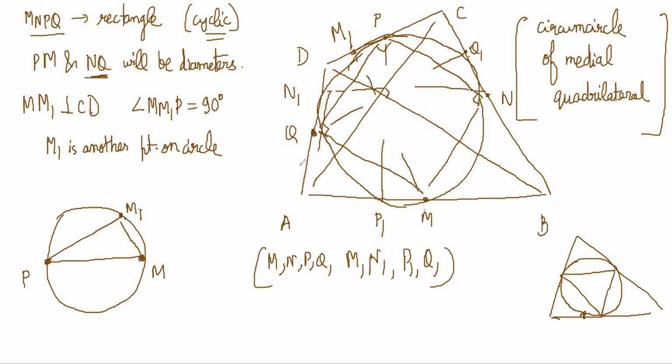Okay. So the next one is a very old result. It is called Brahmagupta's formula. Yes, you might have seen it. The cyclic quadrilateral.